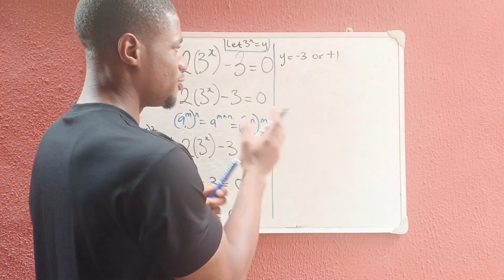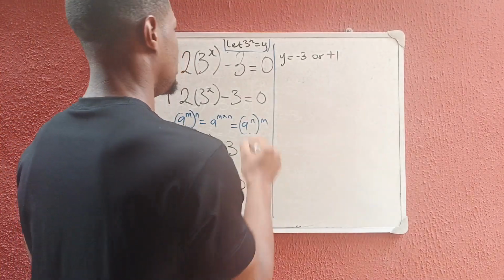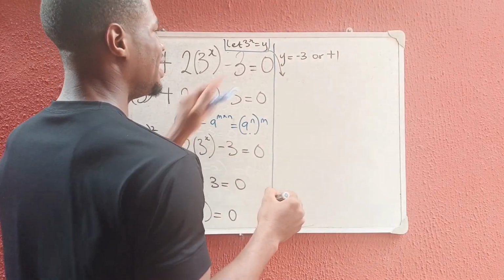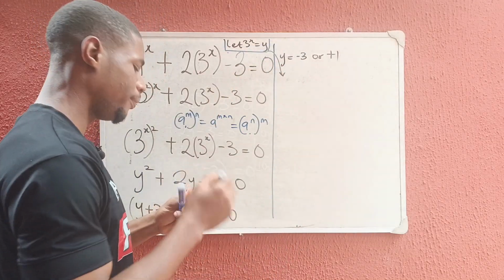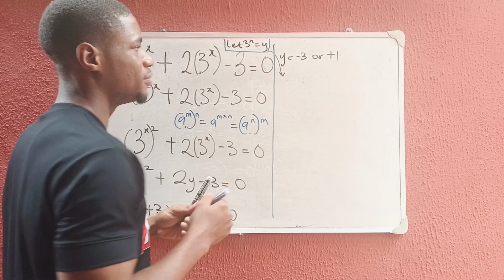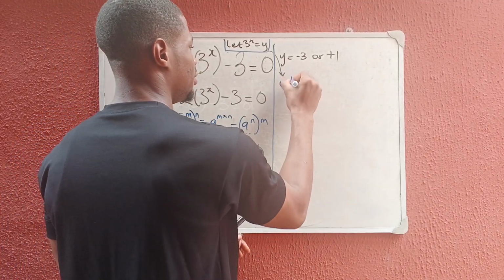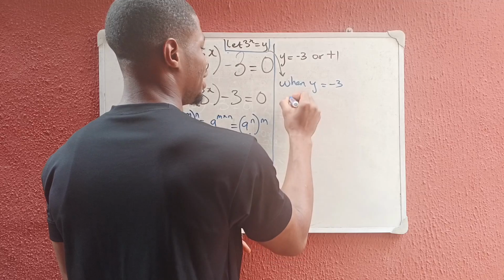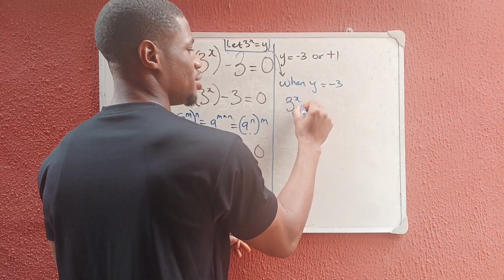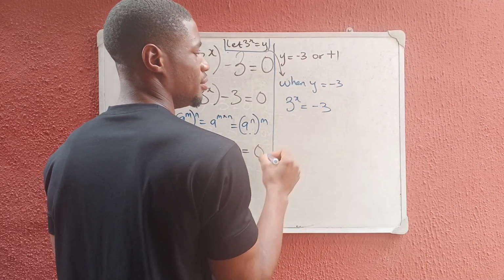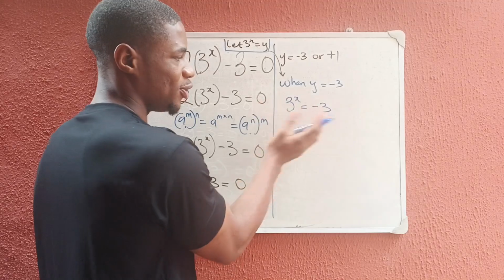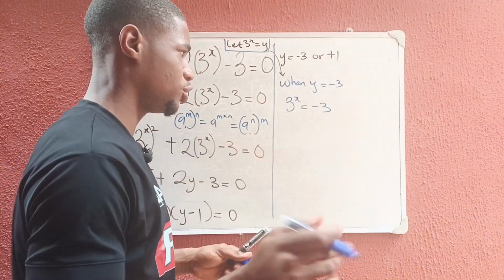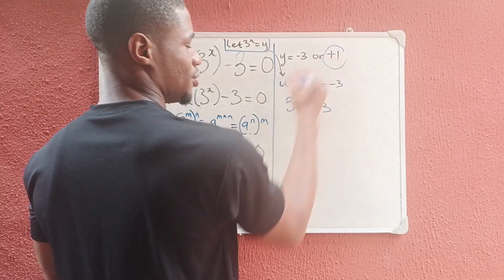Now, from our assumption, let's remember this assumption here. We said let 3 raised to the power x be equal to y, right? Now let me do this with my blue marker. It means that when y is equal to negative 3, we have that 3 raised to the power x is equal to negative 3. If you simplify this further, we can use the logarithm method, but since it's already negative, it's probably not going in the right direction. So let's try this one out.